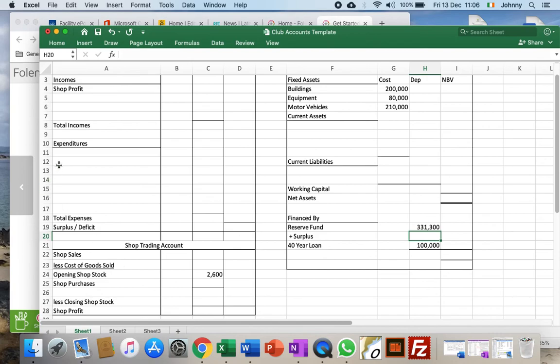Now, in terms of expenditures, it mentions we've got a loan with interest, so I'm going to have to put interest on the loan. That's going to be in here. So the loan is, just quickly go and do the maths on this now, so it's 100 grand, and it says in the question that the interest is 8%, so I'm going to multiply it by 0.08, so we have 8% interest on loan.